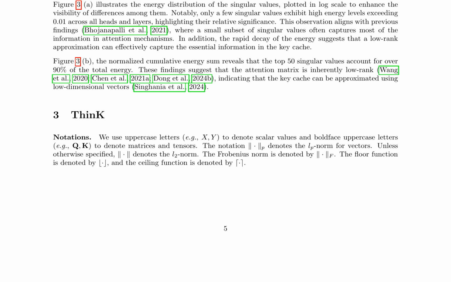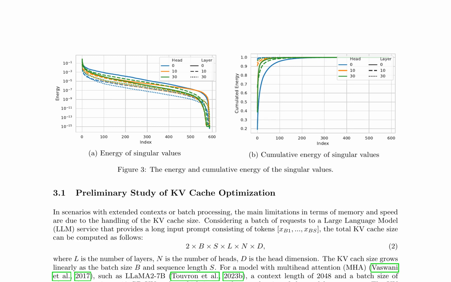A singular value analysis is conducted to investigate the principal components of the attention matrix, revealing that only a few singular values exhibit high energy levels, suggesting a low-rank approximation can effectively capture the essential information in the key cache. The normalized cumulative energy sum shows that the top 50 singular values account for over 90% of the total energy, further supporting the low-rank nature of the attention matrix.